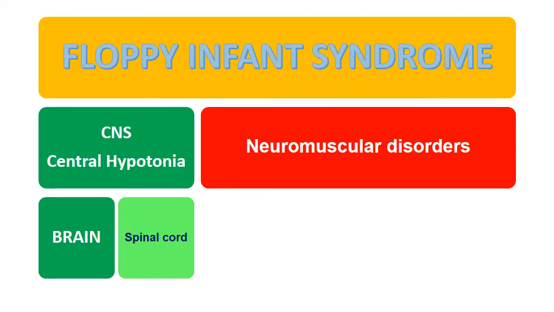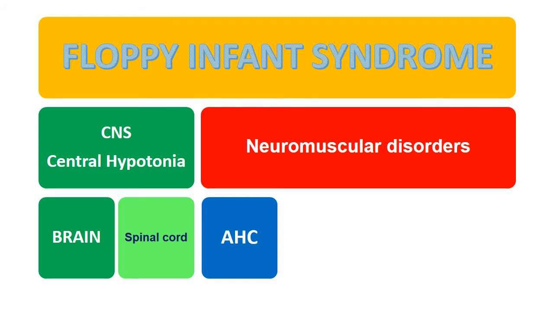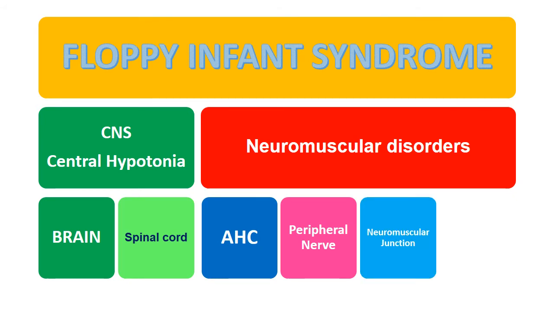So floppy infant syndrome could be either due to a central cause or due to a neuromuscular disorder, and the neuromuscular disorders could be either anterior horn cell disease, peripheral nerve lesion, neuromuscular junction disorder, or due to muscle disorder.